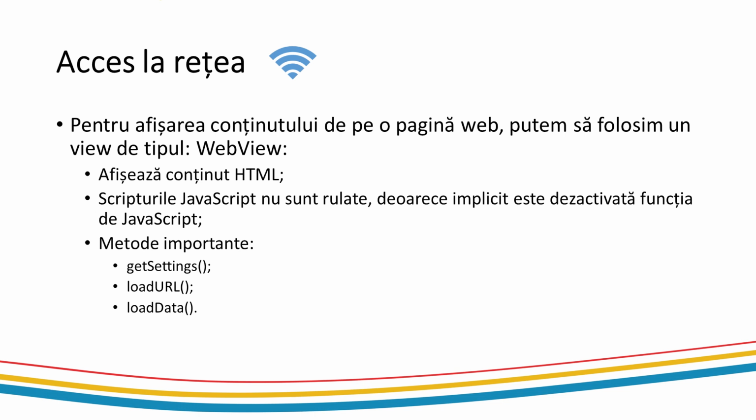And what about load data? When would you use that? Load data is for when you already have the HTML content as a string within your app, and you want to display it in the web view. This can be useful if you're generating HTML dynamically or if you've bundled some HTML content directly within your app. So one is for fetching content from the web, and the other is for displaying HTML you already have.